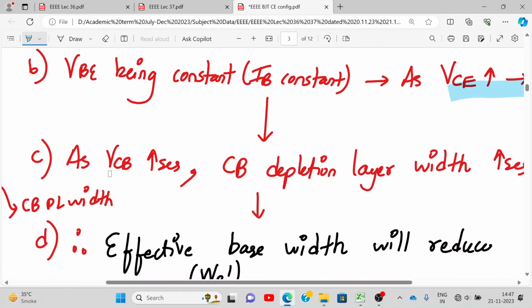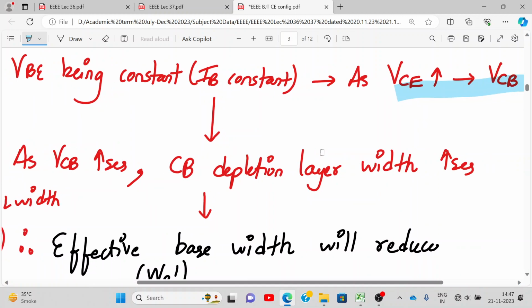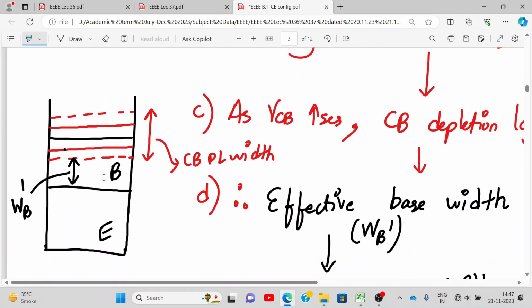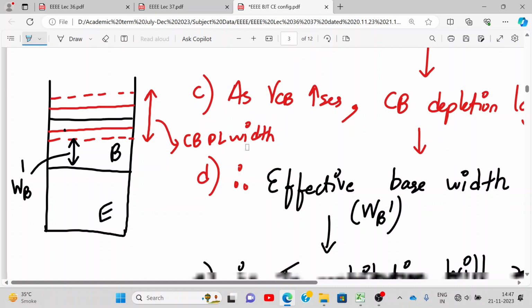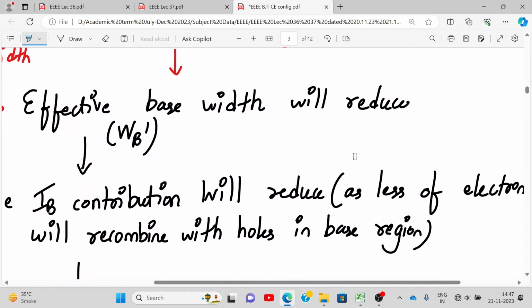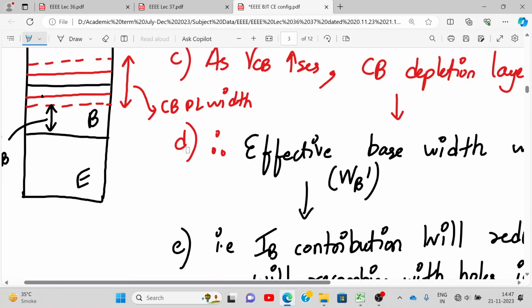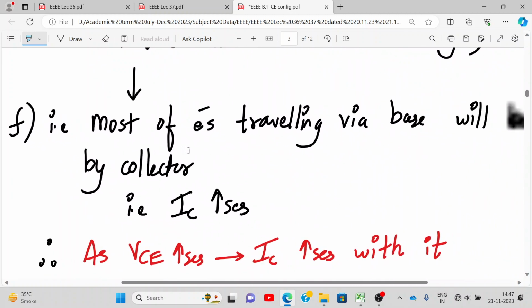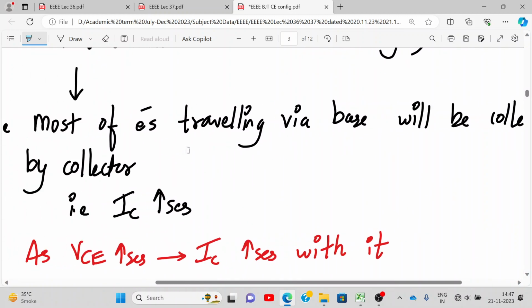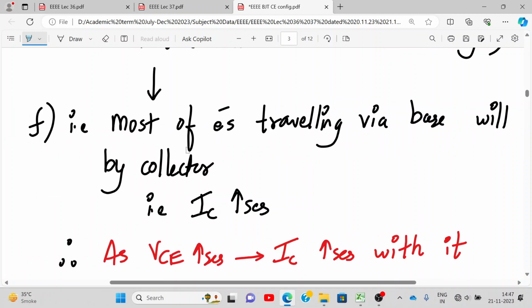Okay, so where we were: as VCB increases, the collector base depletion layer width increases. Same situation, right? So this width is decreasing. So what will happen? Effectively, the base width will reduce. Because of that, what will happen? Less number of carriers will recombine at the base. Most of the carriers in the emitter will travel to the collector region. So the IB contribution will reduce because fewer electrons will recombine with holes in the base region, because the base earlier was this much, now it is reduced. So fewer carriers will recombine. So most of the electrons traveling via the base will be collected by the collector. Yes or no? Correct? So therefore IC increases.